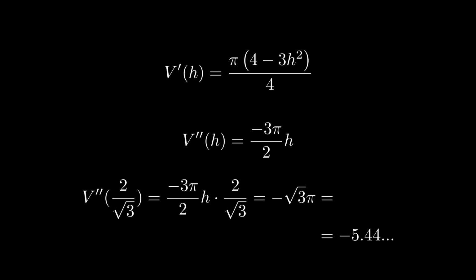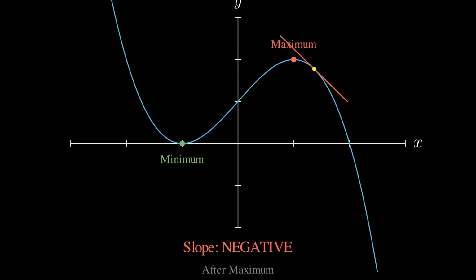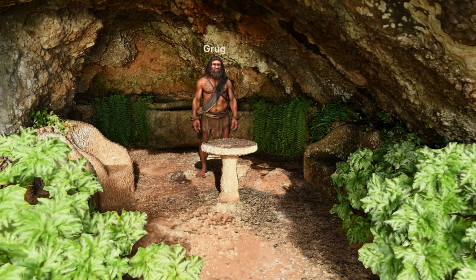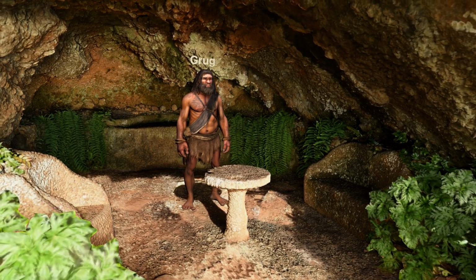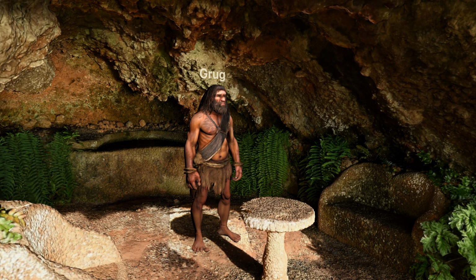We know now that 1.15 is the maximum volume, as the second derivative is negative at that point. This implies that the slope is going from positive to negative on the graph of V of h, which means that it has to be a maximum value. Now that we've understood the first and second derivative tests, let's apply it to a somewhat more practical example.